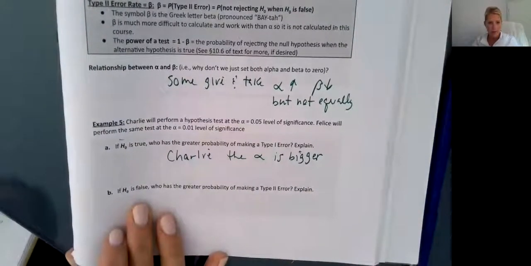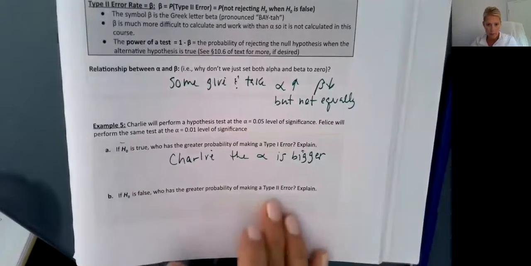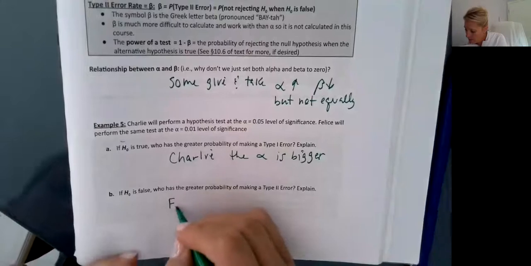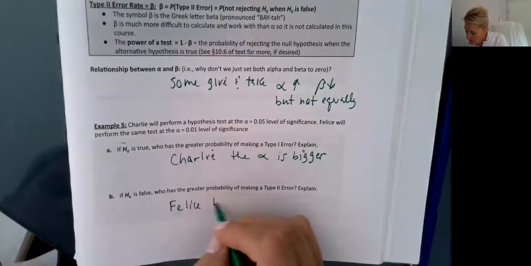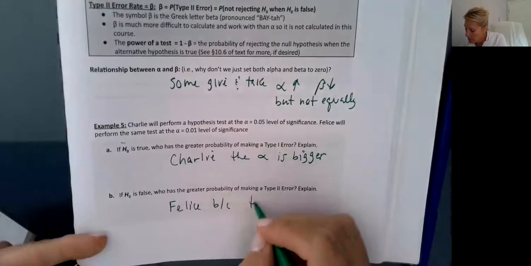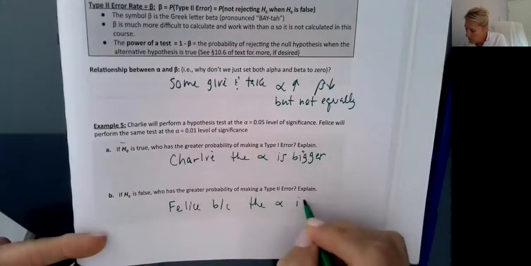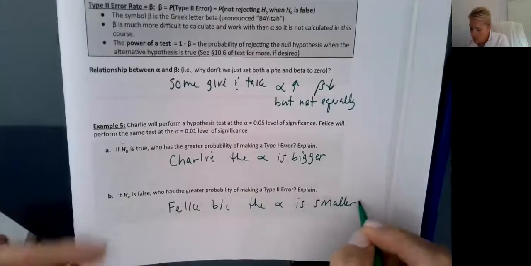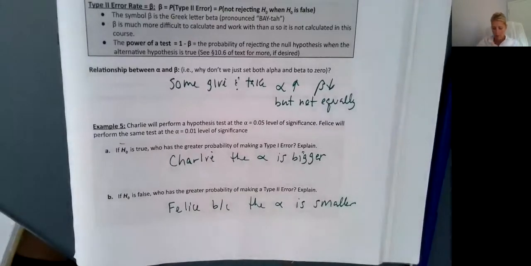So if H0 is false, who has a greater probability of making a type 2 error? And that would be Felice, because the alpha is smaller. And like I said, we only have to understand that alpha is a probability of making a type 1 error. That's all we have to really worry about.